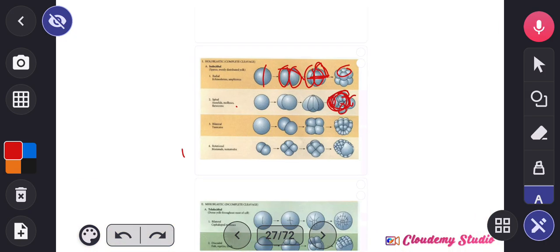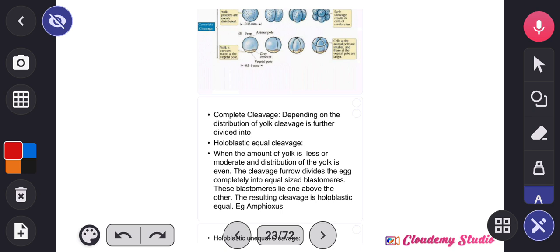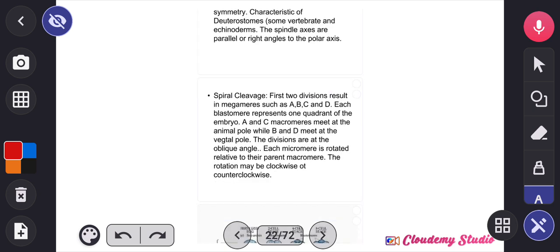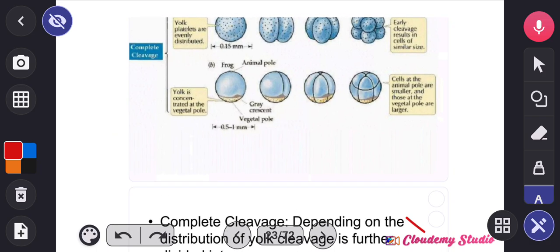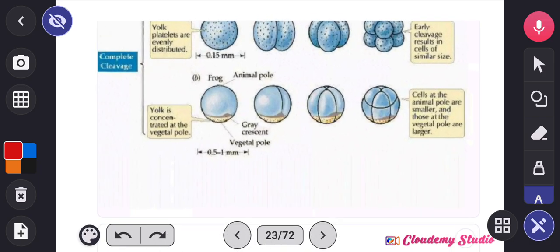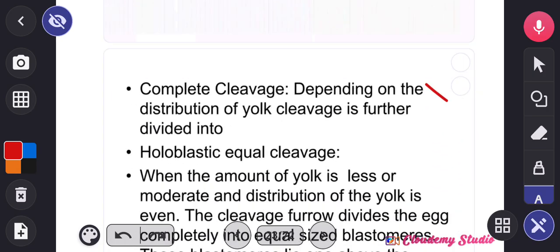Now, the next one we have here, I've explained spiral cleavage, and as you can see around this place, they are explaining the complete or holoblastic cleavage, right? Can you see that all of them cleave completely? You understand? So that is what this image is trying to explain.